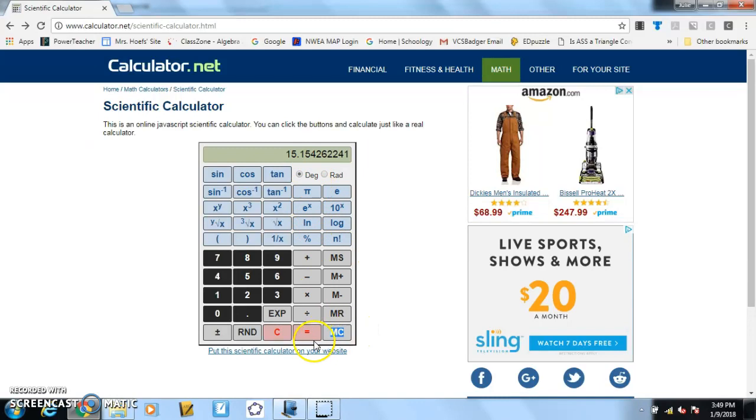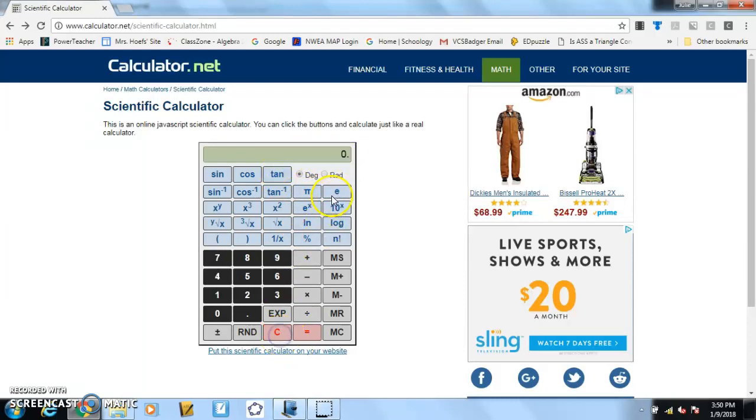You can use whichever you prefer, it doesn't matter. But if you do e to the x, some of them you have to put what your power is in first. Some of them you can put this first and then put the power. It just depends on which calculator you have. So on this one, in particular, you have to put the power in first. So if I want to take it to the 6th power, I do that and I hit the e to the x. And so it's 403.4.